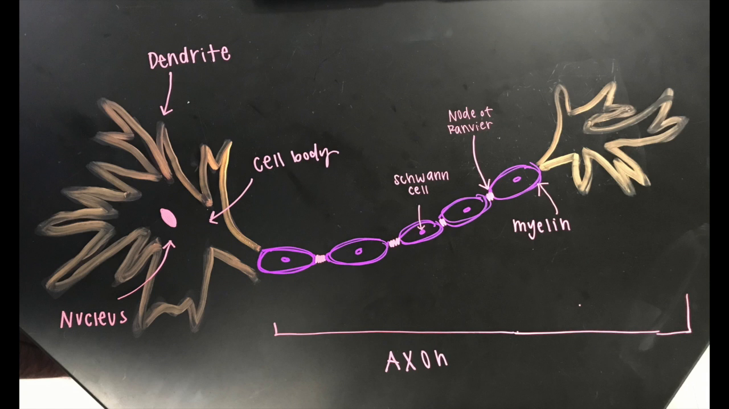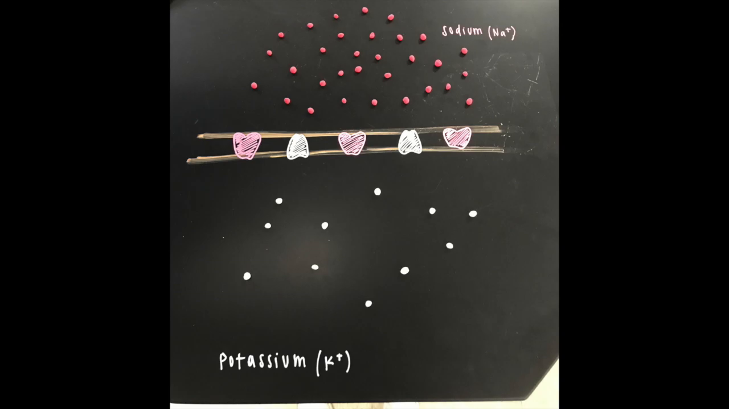Now let's take a closer look inside the axon terminal. This is a diagram of a portion of the axon. The potassium is inside the cell and the sodium is outside the cell, making the outside more positive than the inside, resting at -70 mV.